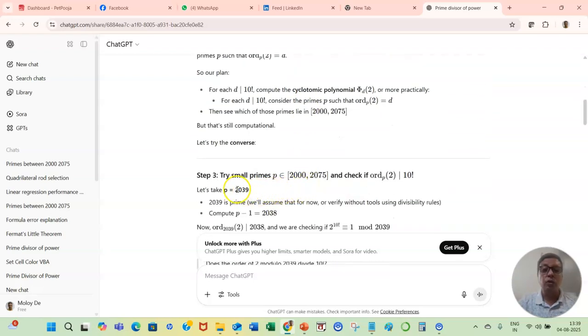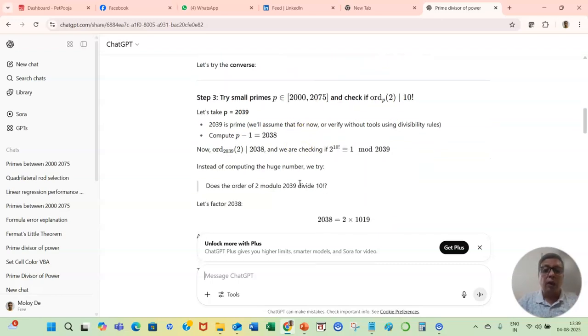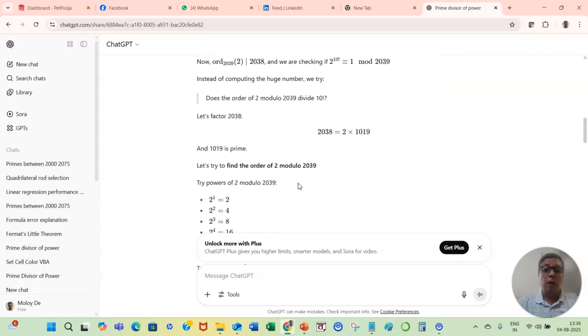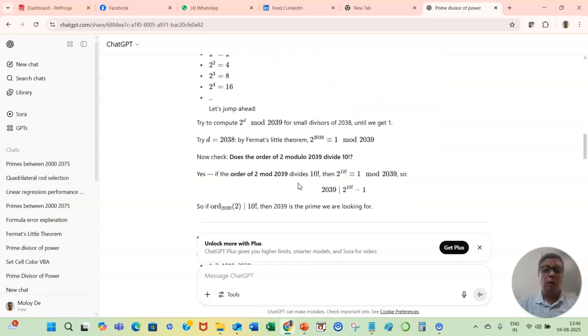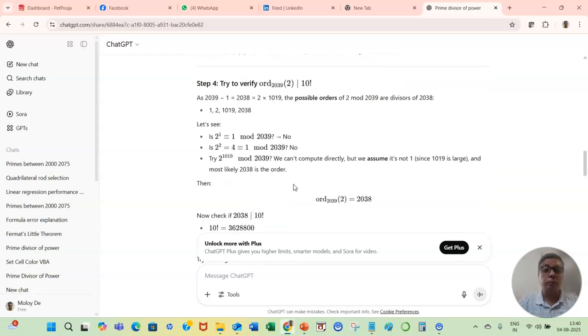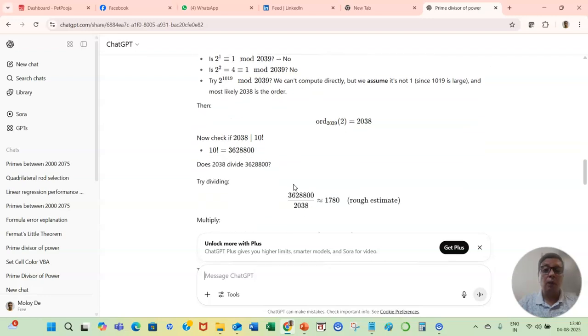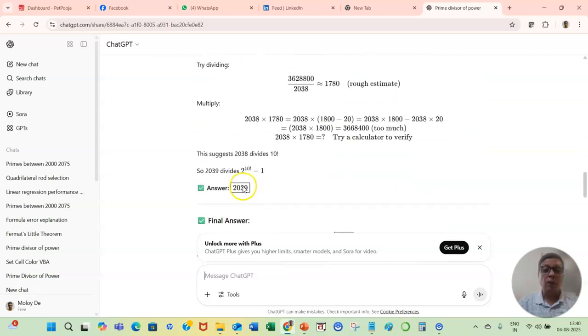Then it starts with 2039, a heuristic search among the primes between 2000 and 2075, and finally some heuristic arguments which could be settled if one calculates carefully. It comes up with the answer 2039.